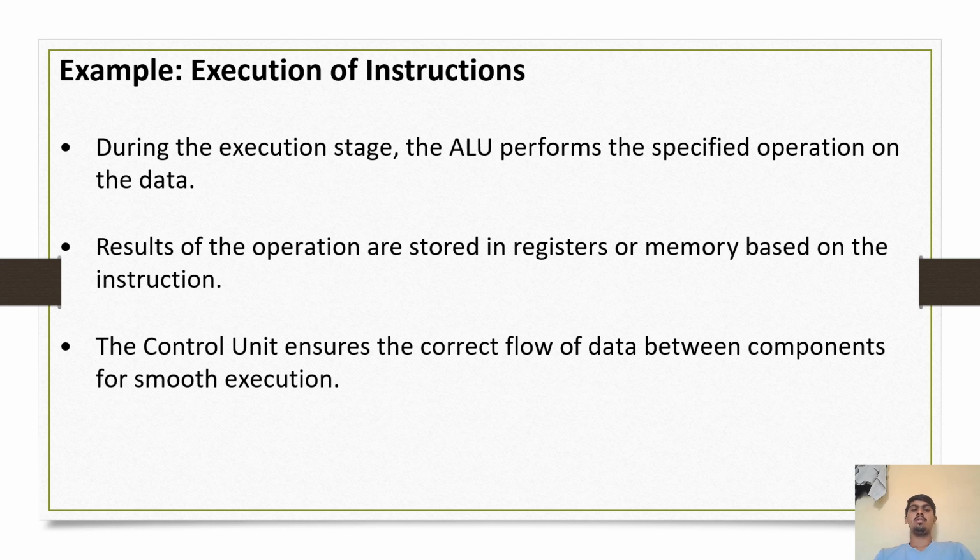Another example of the instructions, execution of instructions. During the execution stage, the ALU performs the specified operation on the data. Results of the operation are stored in registers or memory based on the instruction. The control unit ensures the correct flow of data between components for smooth execution. This is another example of the execution of instructions.